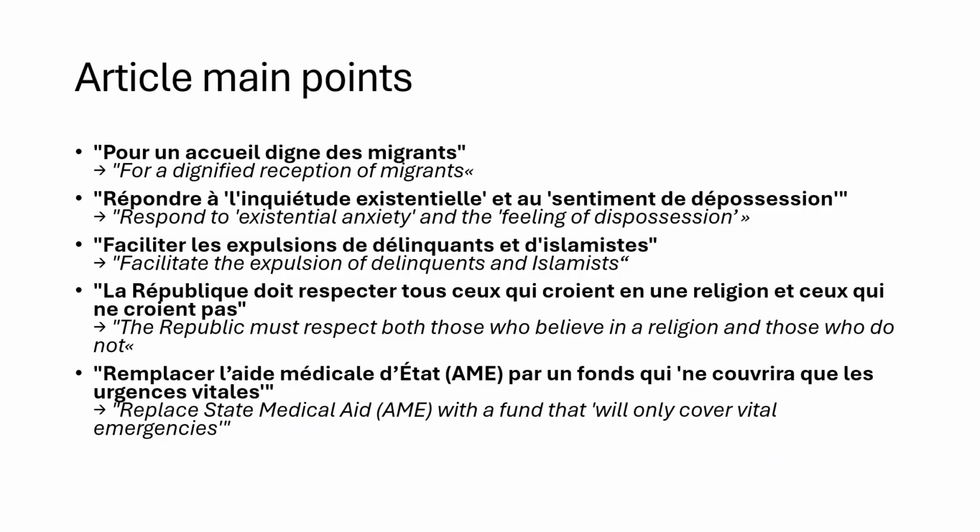We're going to have a look at the main points of the article, looking at some quotes that were in there. So, pour un accueil digne des migrants, which translates to for a dignified reception of migrants. This summarizes the left-wing coalition's stance on immigration, advocating for emergency accommodation, regularization of workers, and expanded asylum rights.